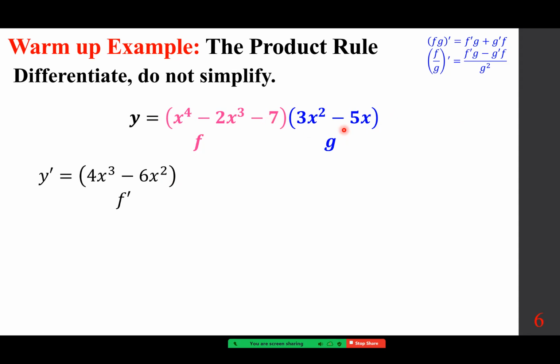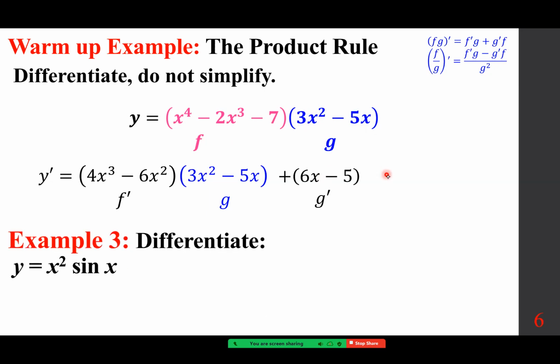That's f prime times g. Just write the g next to it, plus g prime, 6x minus 5, that's g prime, and just write the f next to it, times that. And of course, it needs simplification, but that's not what we are concerned with now. I highly recommend you do that later on.